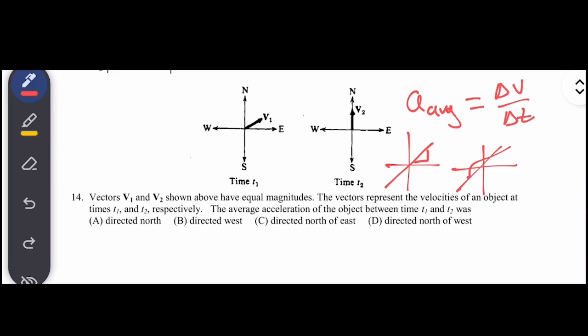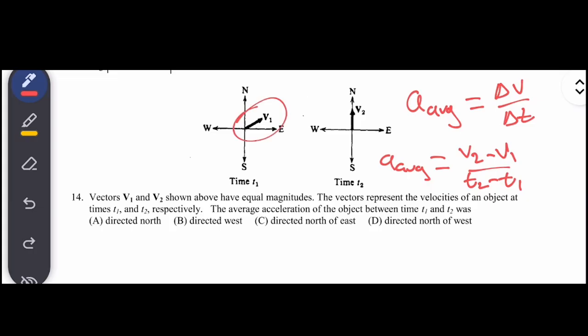Since it's only asking us the direction, we're going to assume that we are talking about the average acceleration, as it does say right here, average acceleration. So knowing that average acceleration is delta v over delta t, finding that, we would just do a average is equal to v2 minus v1 over time 2 minus time 1. Now when you do this, you can go ahead and plug in these directions, finding the x and the y components, and finding the y component since there's no x component there.